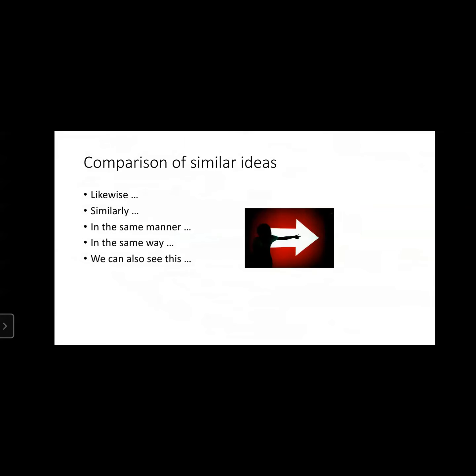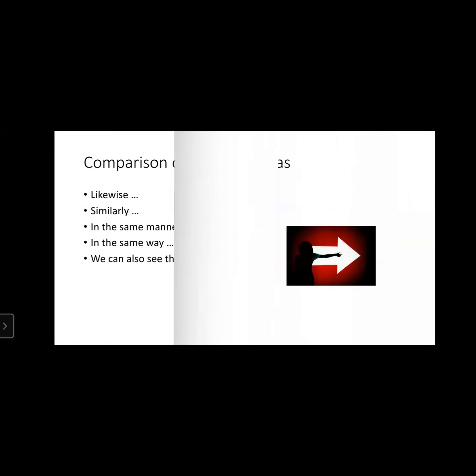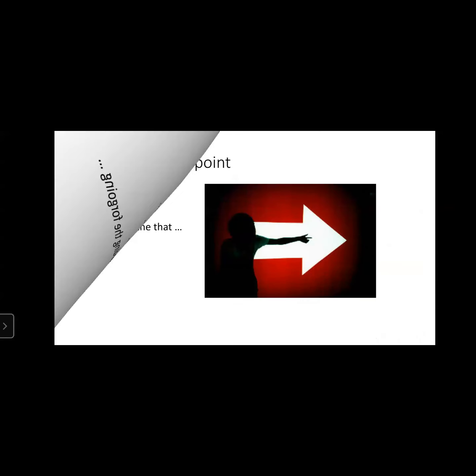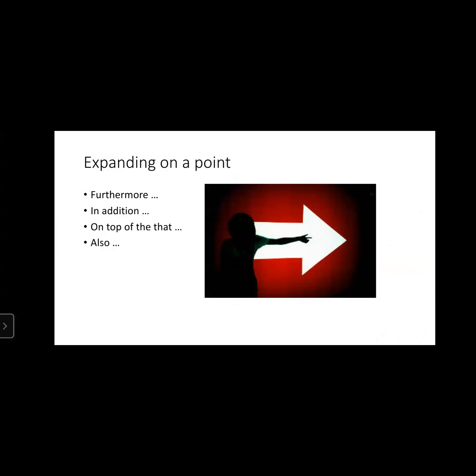Okay, comparison of similar ideas. Likewise. We're just trying to repeat for emphasis. Likewise, similarly, in the same manner, in the same way, we can also see this. All right, contrasting ideas. However. You're speaking something and you say however, you use the word but, on the other hand, on the contrary, nevertheless, notwithstanding the foregoing. Okay, these are words you can use on a regular basis. Expanding on a point.